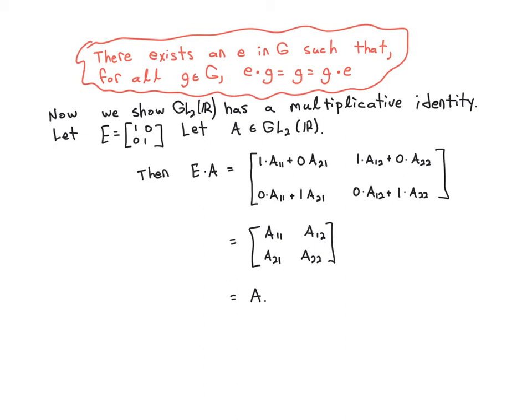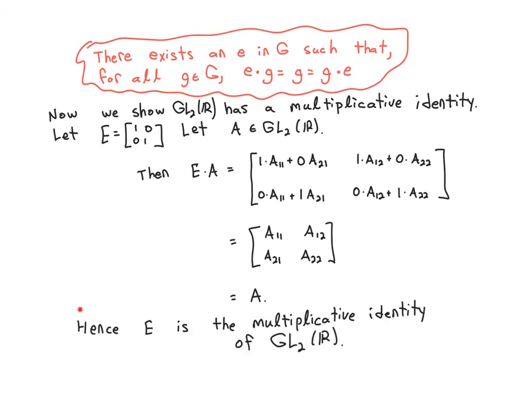Now I mentioned in the other video that once you found the multiplicative identity, actually showing it is one is an easy proof. And you see, this is much, much easier than the associativity proof. Of course, to aid the grader, we say hence E is the multiplicative identity of GL2(R), so that the grader knows we've finished this part of the proof.